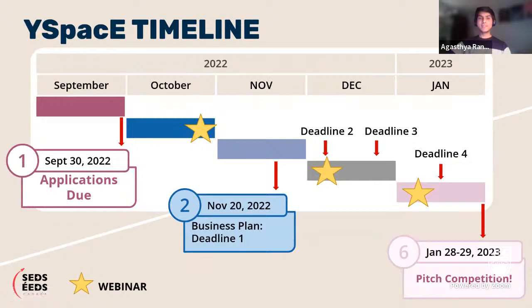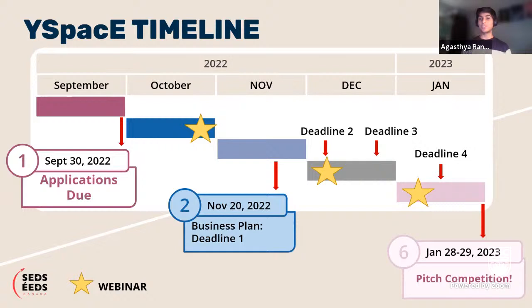So I'd just like to highlight the timeline for the competition. We launched the applications in September, and the deadline is September 30 for applications. And once we receive your applications, we will start forming teams and start introducing webinar speakers and mentors to you, and also start going through your ideas for various business plans and iterate over it.